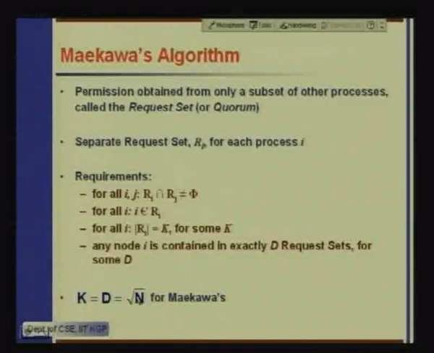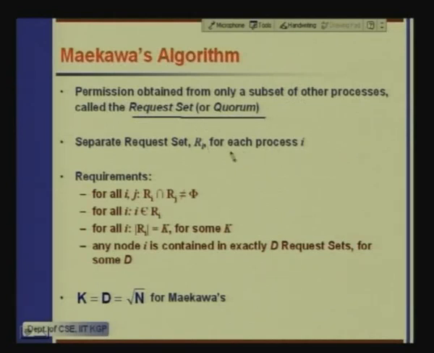processes. Right? Now we will see one algorithm where you don't need to take permission from all processes, but you need to take permission from only a subset of the processes. So this is called Maekawa's algorithm. Permission is obtained from only a subset of other processes called the request set or the quorum.